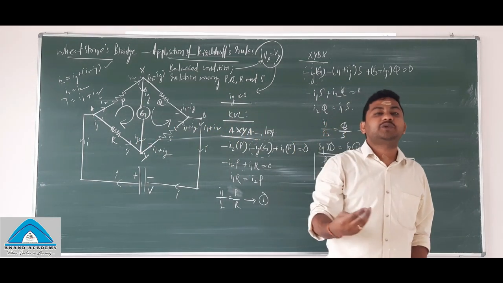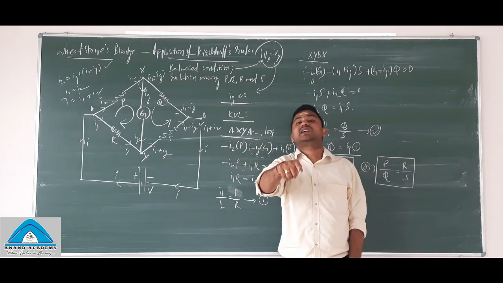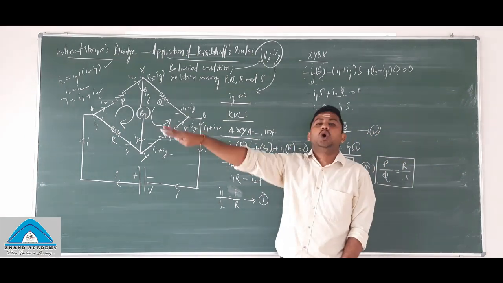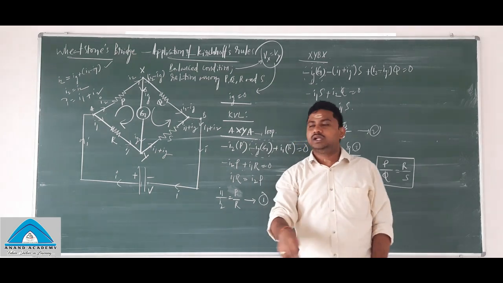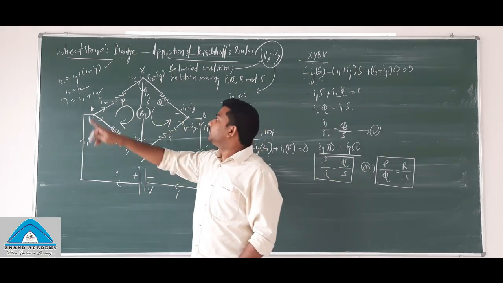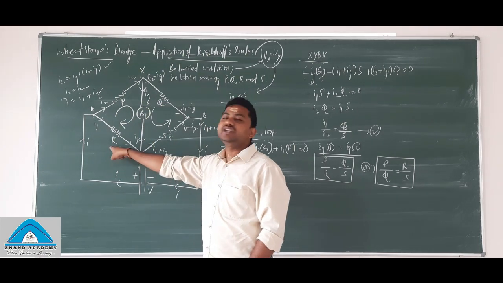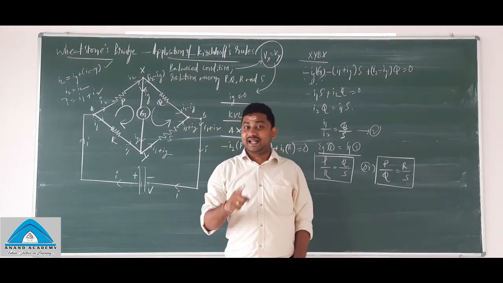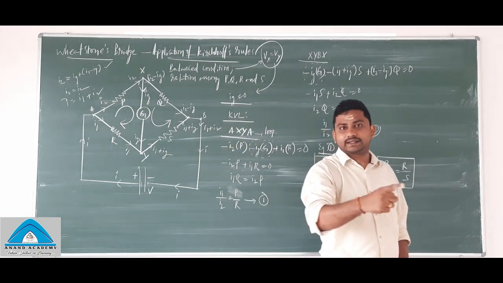Wheatstone bridge condition means what? There won't be any flow. Balanced condition I am talking about. There won't be any flow through the galvanometer, and the ratio of these two is equal to the ratio of these two. The ratio of P by Q is equal to R by S. That is also possible, right? It's correct. Understand?